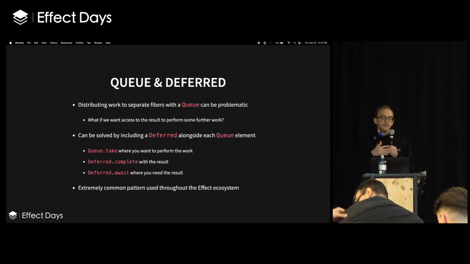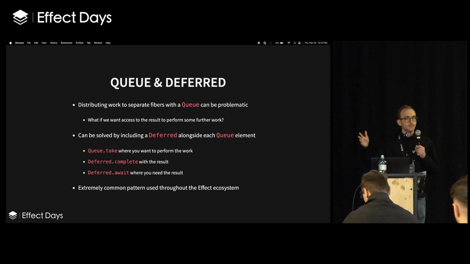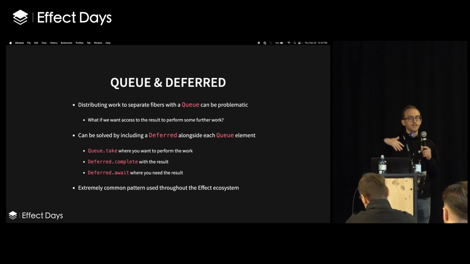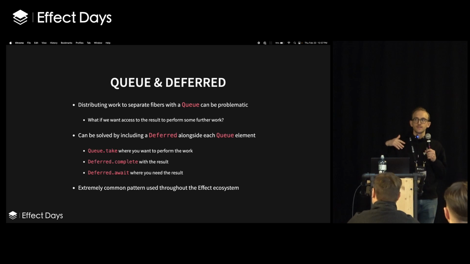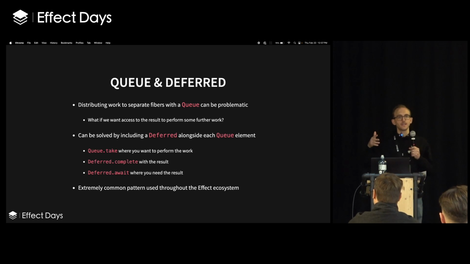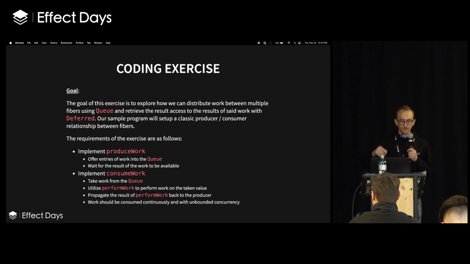So we can distribute work across multiple fibers and then wait elsewhere. This is not really a proper way to think about it, but it's almost like a fan-in, fan-out operation, where we're taking from the queue, doing some work, completing the Deferred, and then awaiting it.